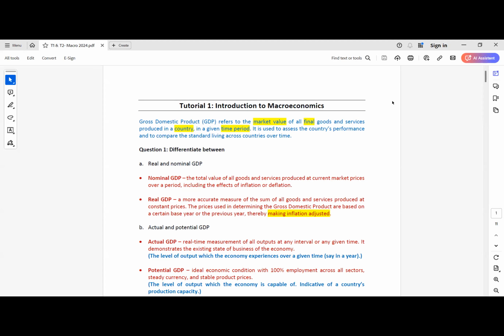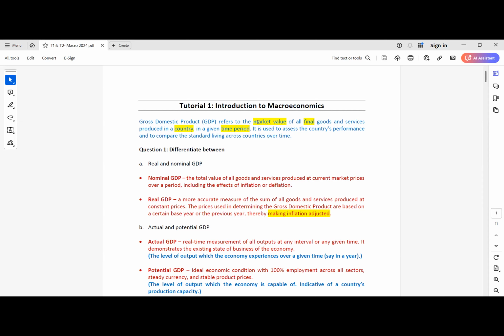As you can see on my first line over here, it refers to the market value of all final goods and services produced in a country in a given time period. That's how we measure the output of a country and also the standard of living of the country itself. You can see I highlighted 4 words over here. Those are the keywords for you to define the GDP itself.